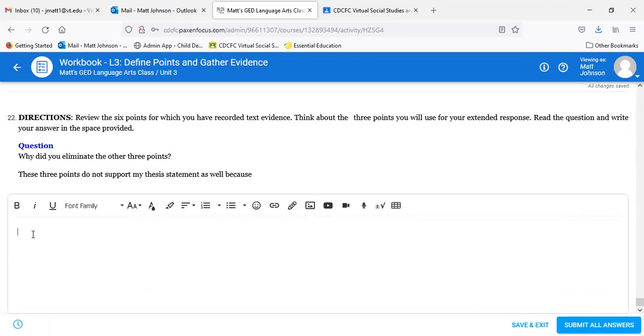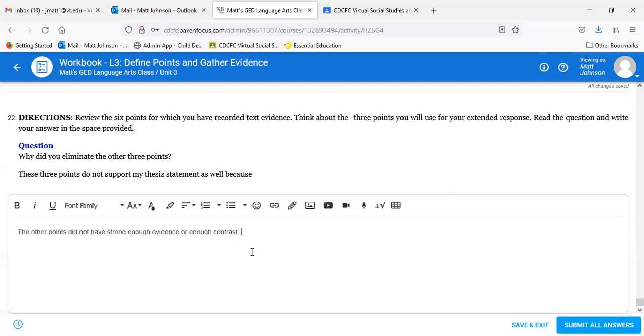And why did you eliminate the other 3 points? We'll just say generally the other points did not have strong enough evidence. And I was also thinking maybe strong support and evidence, or enough contrast, right? Because the way they both go about their counterclaims, right? They both cite a counterclaim and they both use good evidence.